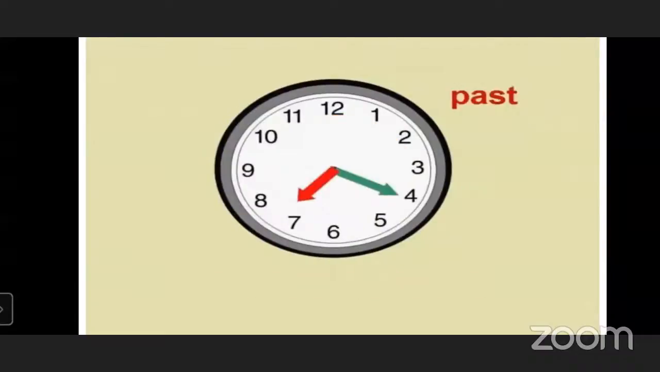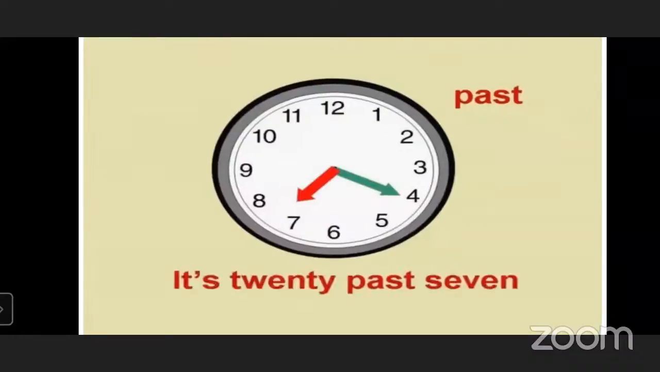Now here the minute hand is on 4. It means 20 minutes, and the hour hand is on 7. So it is called 20 past 7. Generally we say 7:20, 7:15, 7:05, but in a regular way it's called 20 past 7.